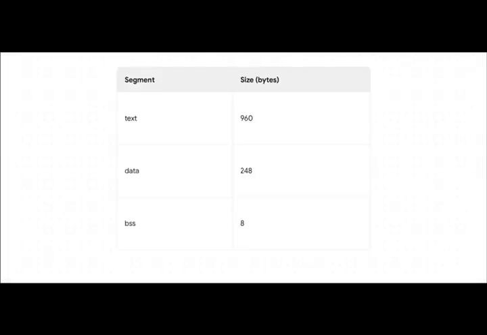Okay, step 1. We compile the simplest C program you can possibly imagine. It literally does nothing, and we run size on it. This is our baseline, our before picture. As you can see, we've got some numbers. The text segment is 960 bytes, data is 248, and BSS is 8. Got it? Now let's start changing things.